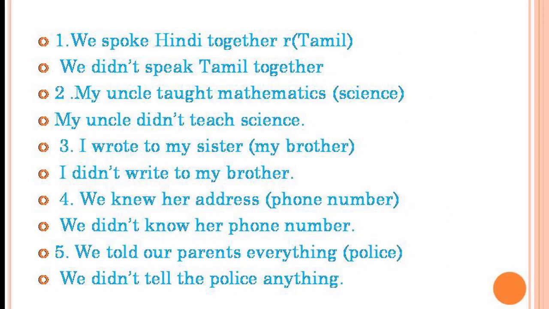Now next exercise, exercise 3. Make simple past negative statements. Example, I played hockey. Answer is I didn't play football. First question, we spoke Hindi together. We didn't speak Tamil together. My uncle taught mathematics. My uncle didn't teach science. So negative statement is did not plus root form of the verb teach.